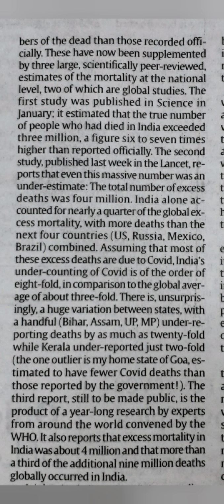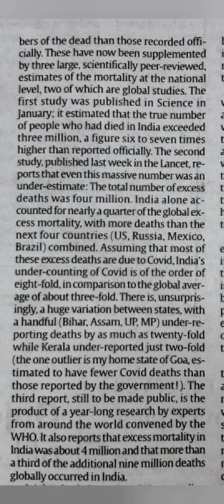It estimated that the true number of people who had died in India exceeded 3 million, a figure 6 to 7 times higher than reported officially. The second study, published last week in the Lancet, reports that even this massive number was an underestimate. The total number of excess deaths was 4 million.